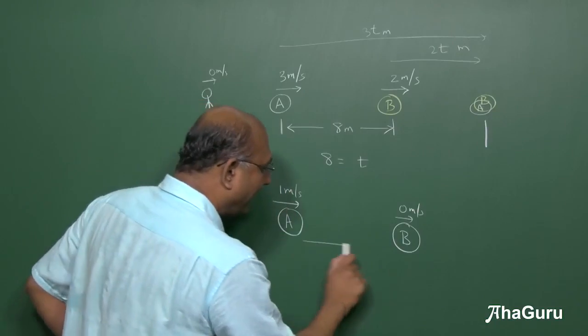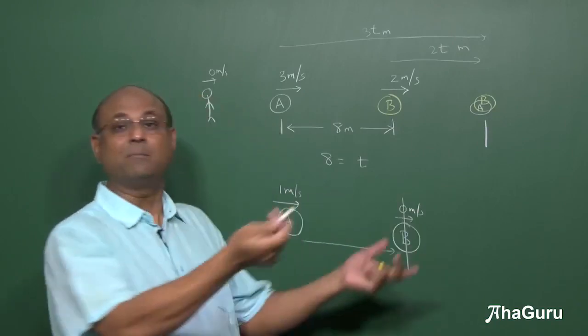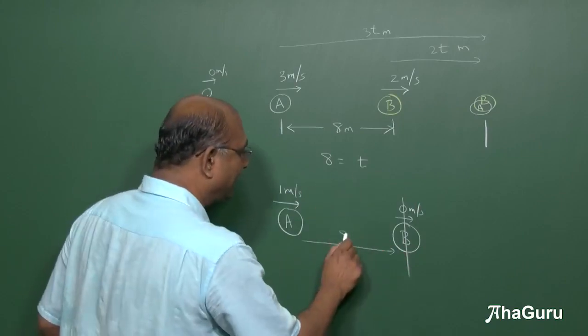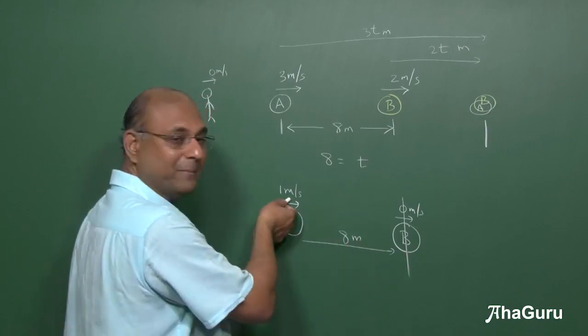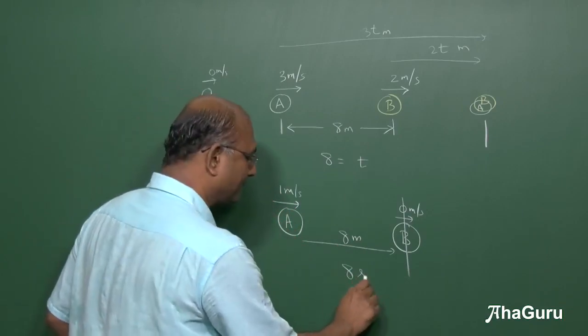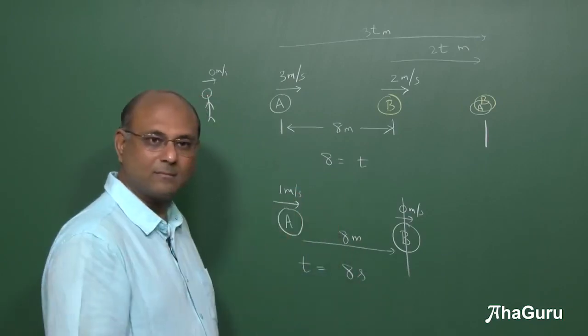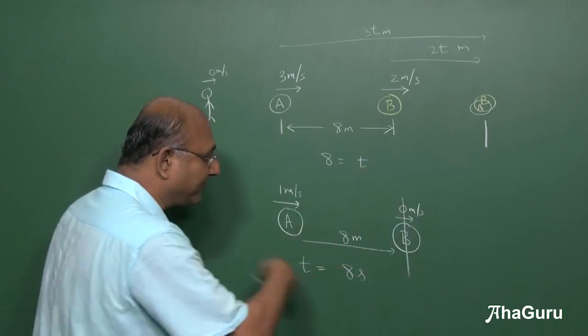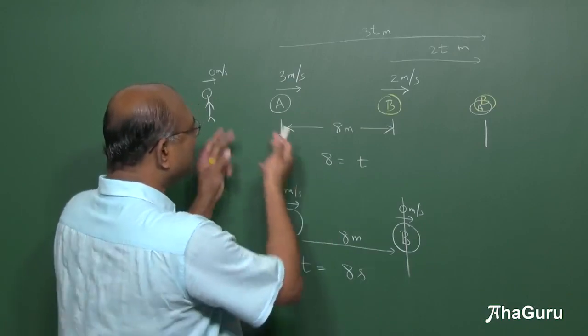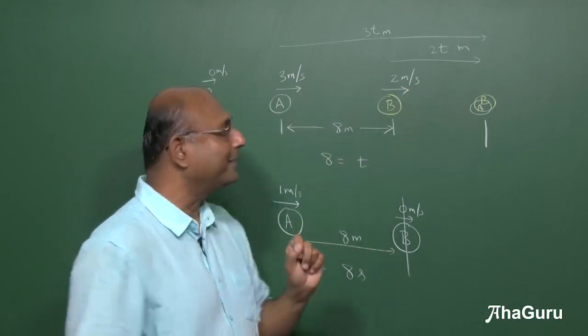Right? Now A has to travel, B is not moving at all because B is at rest. So A has to travel 8 meters at a speed of 1 meter per second, therefore it has to take 8 seconds. Is that okay? Now if you look at it in this frame, because you made B at rest, it is very easy to calculate. Now you might say, well, this is equally easy, I don't have to worry about it.